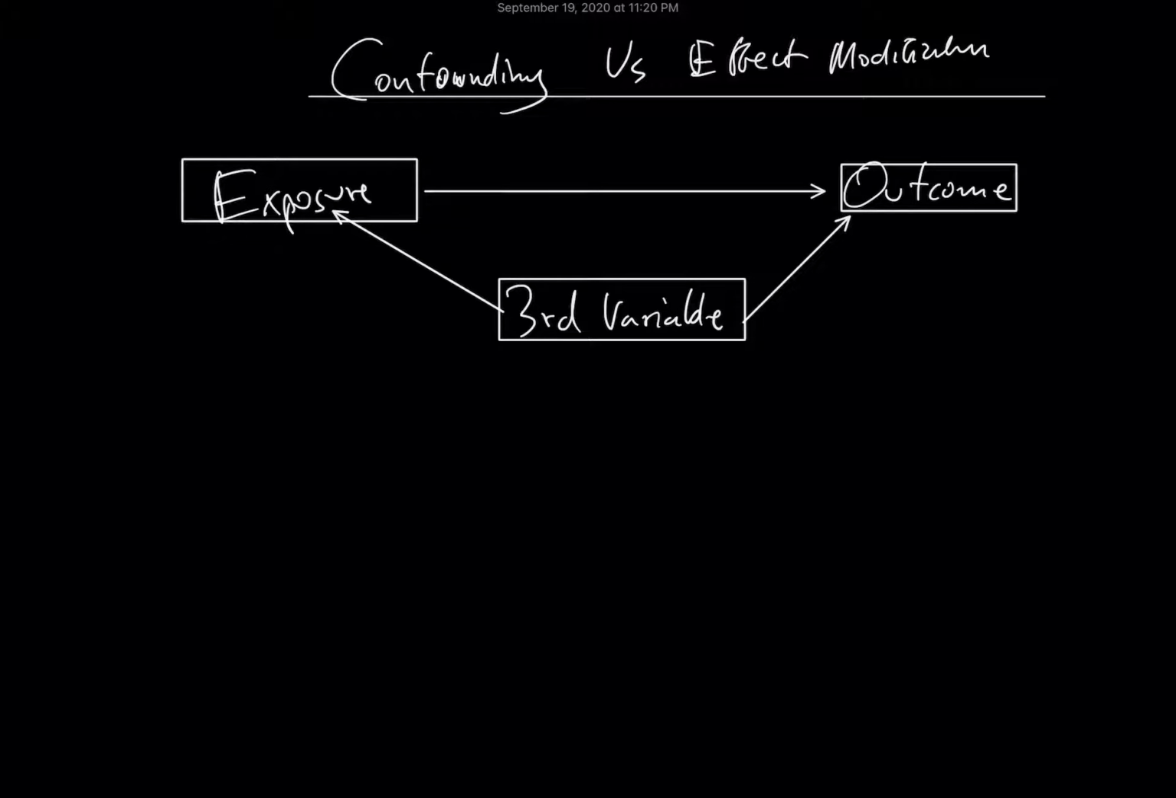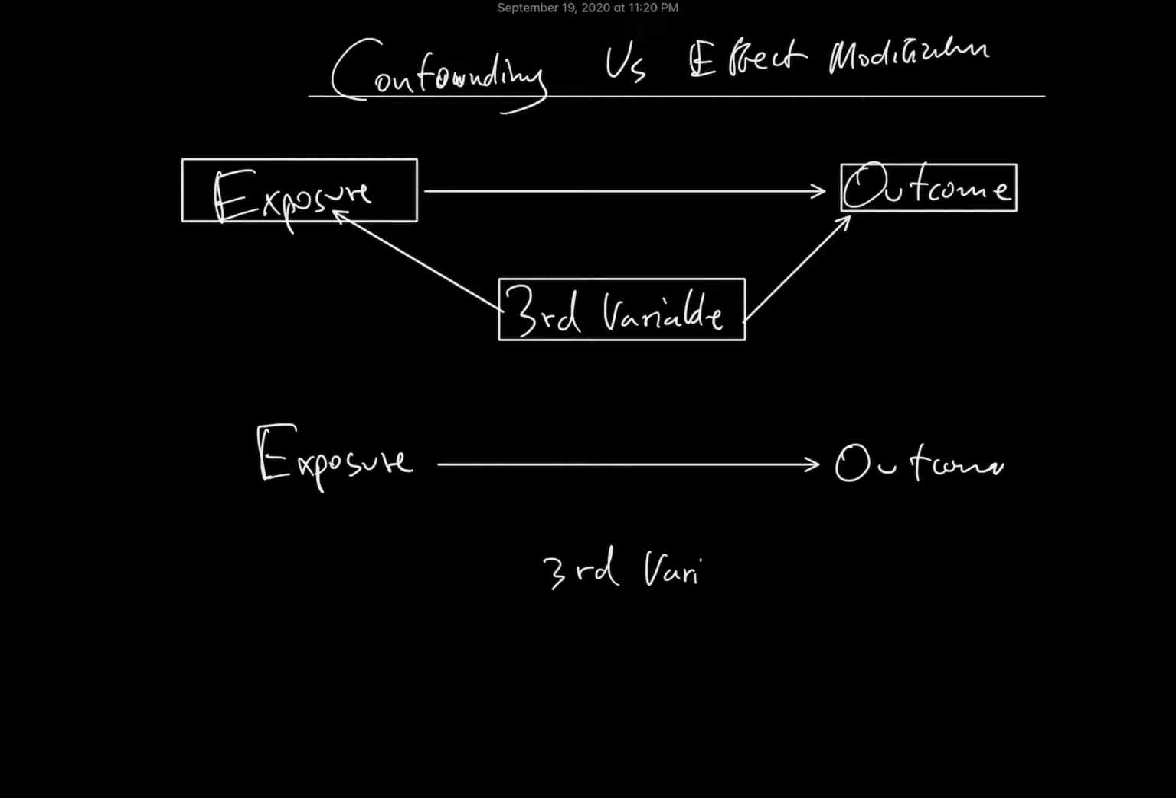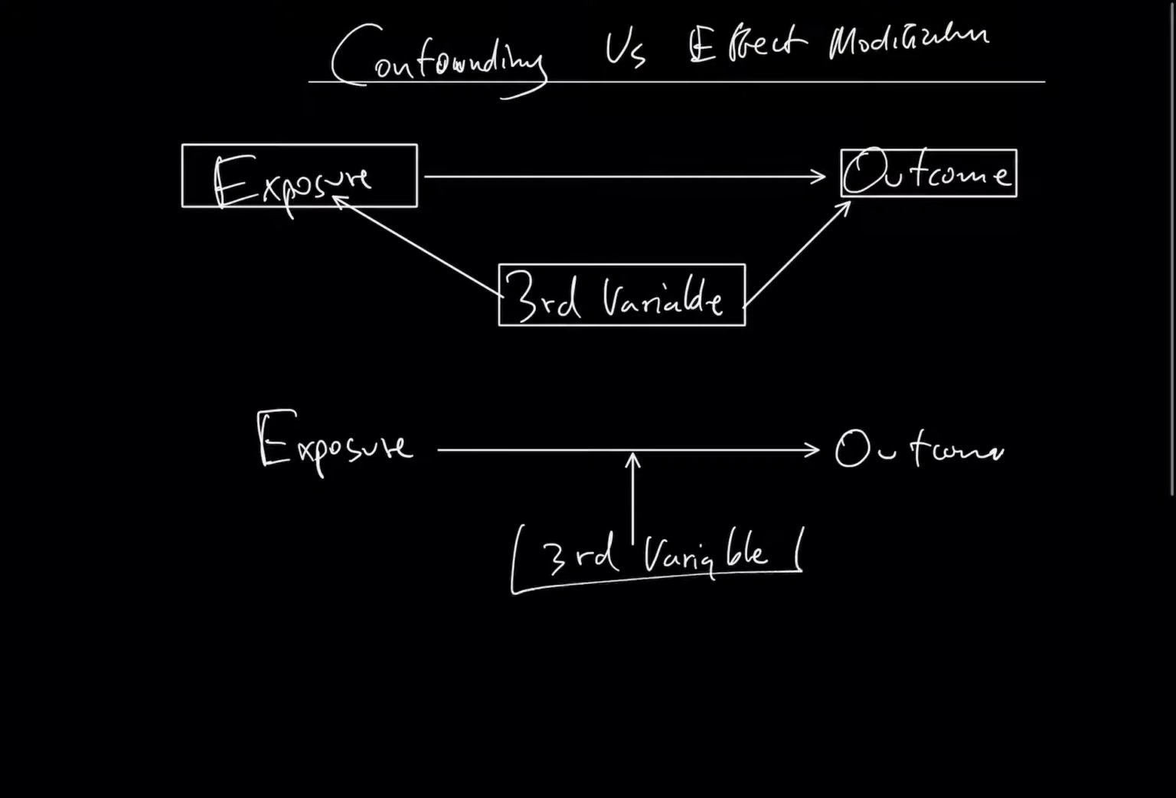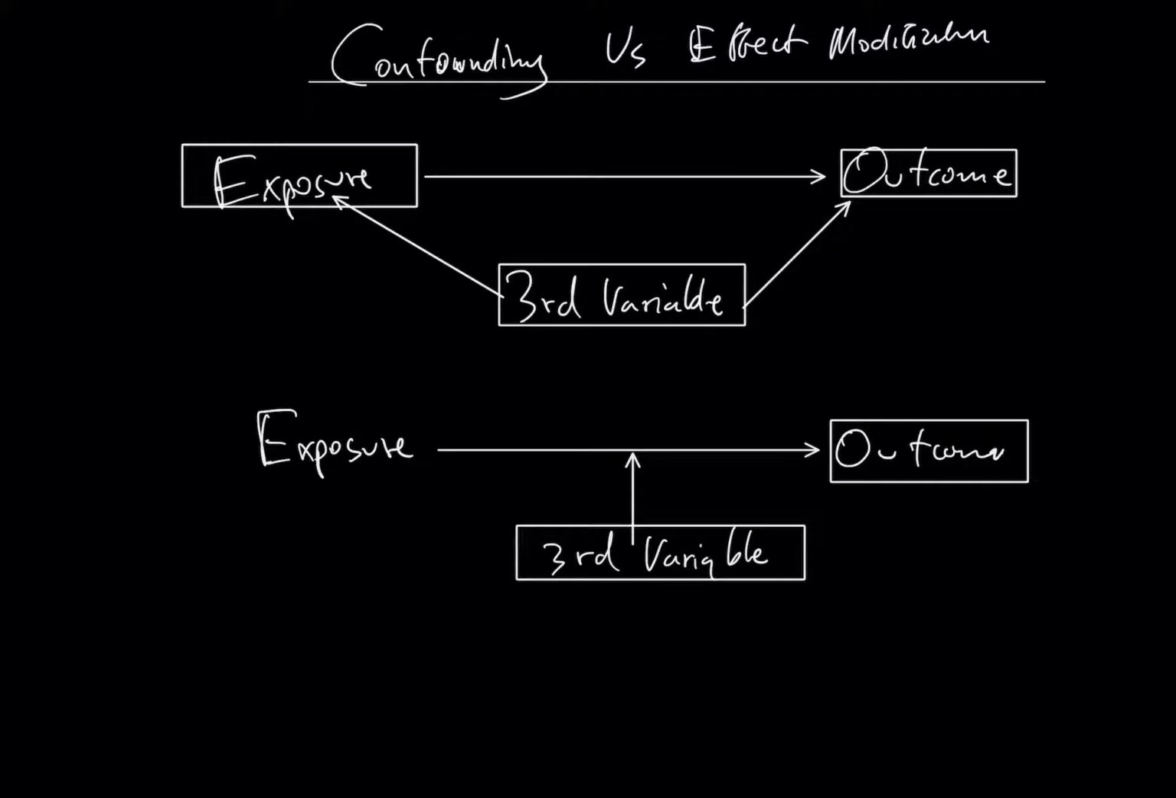But for effect modification, you have exposure leading to some outcome, but you have a third variable that actually affects the type of exposure, and that in turn, this third variable is going to modify the outcome or the effect. This is the effect. Third variable is modifying the effect, but the exposure is still the same. However, the third variable for confounding, this can either modify your outcome as well as your exposure.